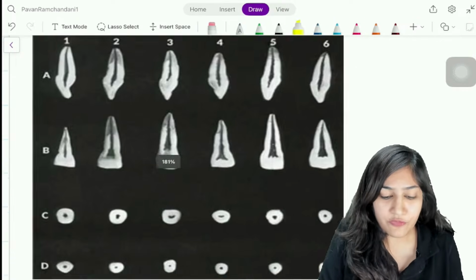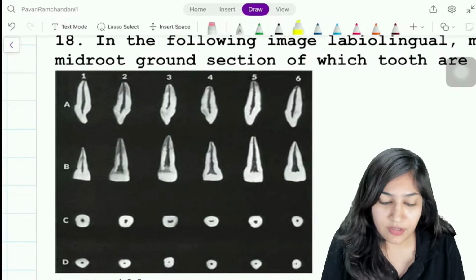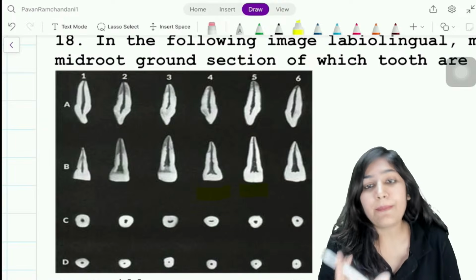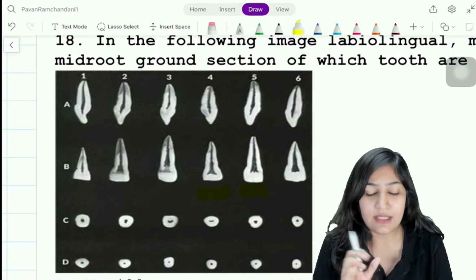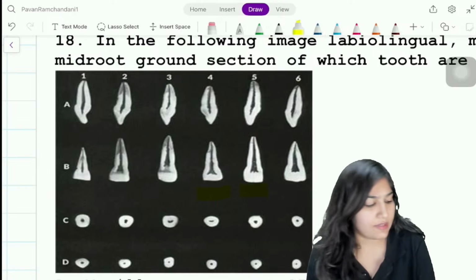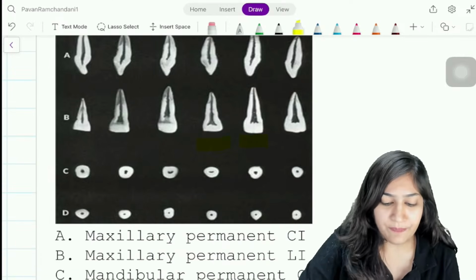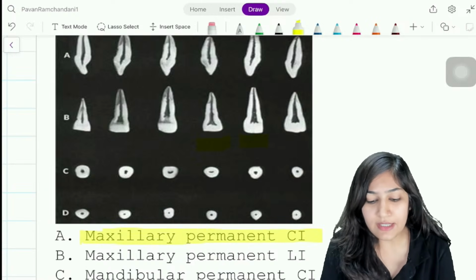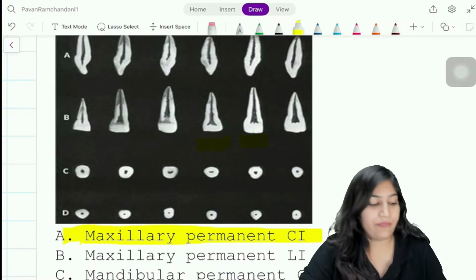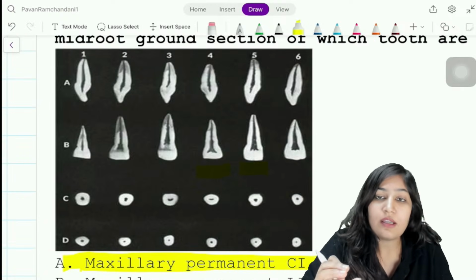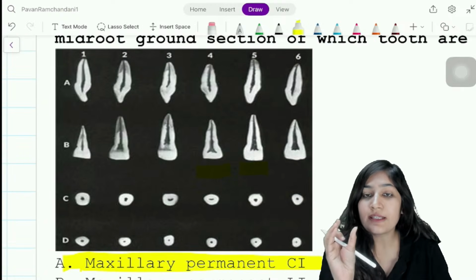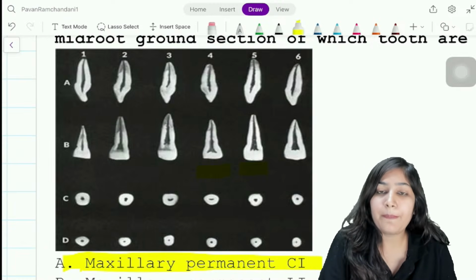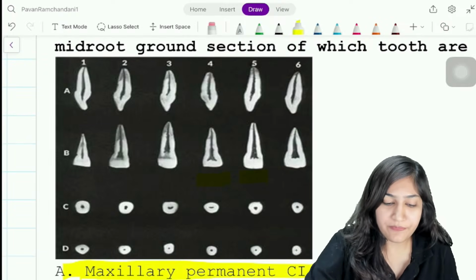Anyone? So first you should go through the image, right? You can see it is mesiodistally wide. Yes. One edge is sharp, one edge is rounded. Mesioincisal edge will be pointed, distoincisal will be rounded. So permanent maxillary central incisor is the correct answer here. Otherwise, you can see for lateral incisor, it would have been slightly less mesiodistally as compared to maxillary central incisor.